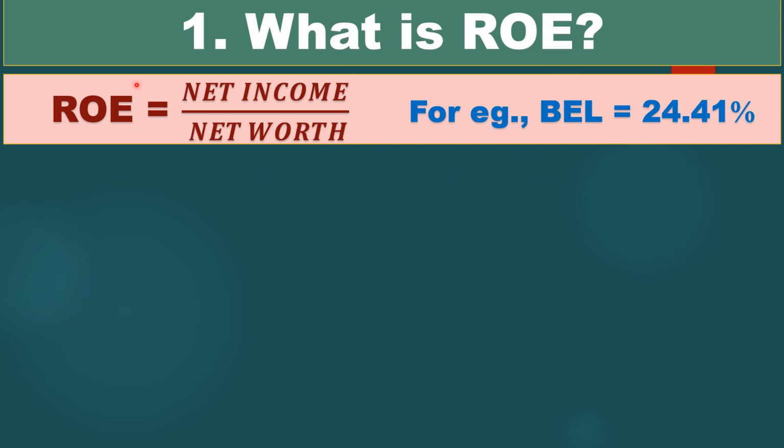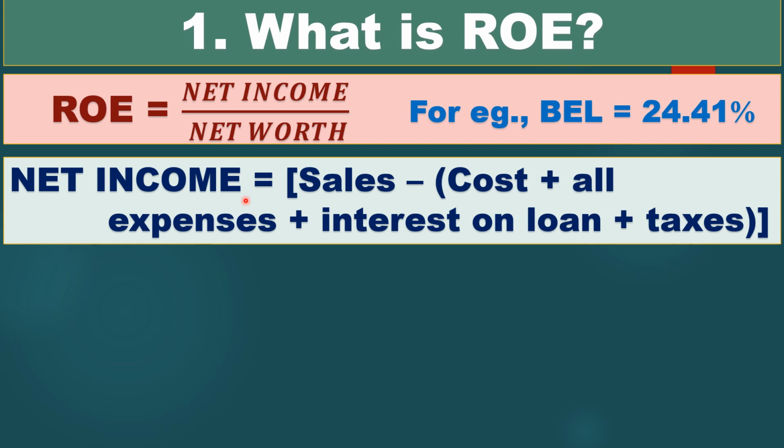So this is given by a formula, net income divided by net worth. Return on equity is equal to the ratio of net income to net worth of the company. Okay, now what is net income, and we'll also see what is net worth. That is very important. What is the net income of the company? What is the net worth of the company? We'll see now.